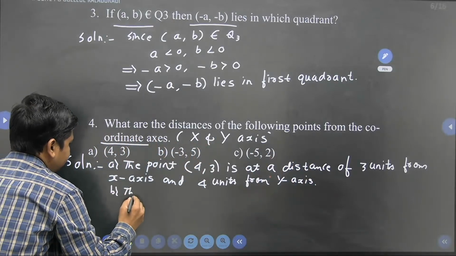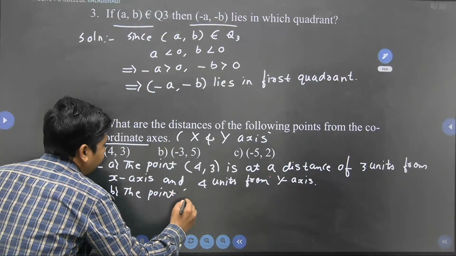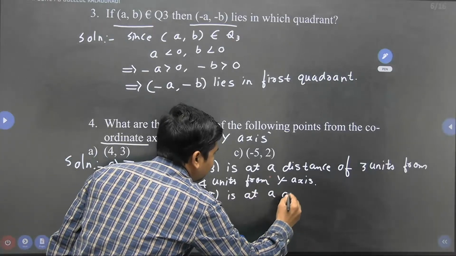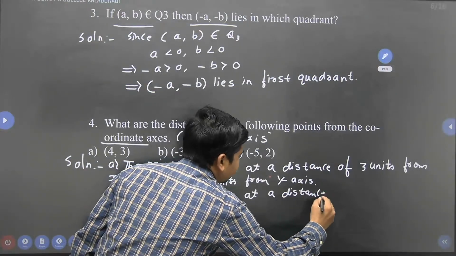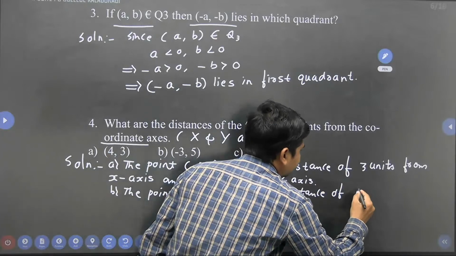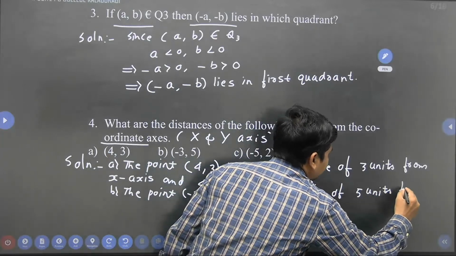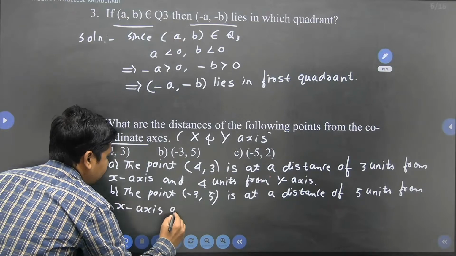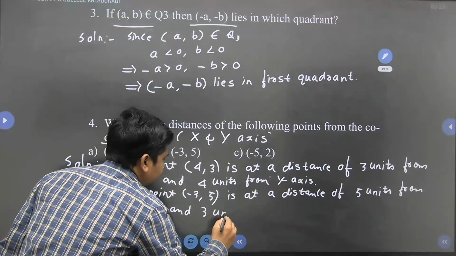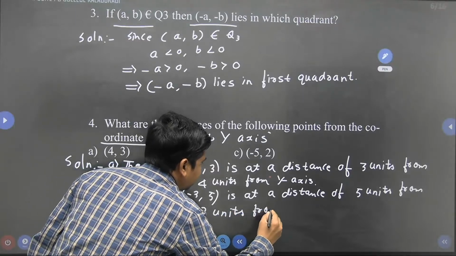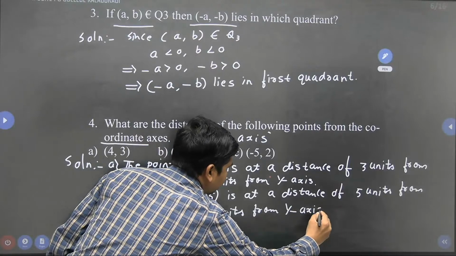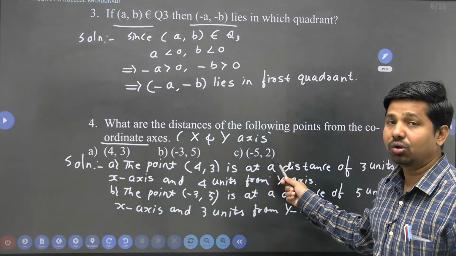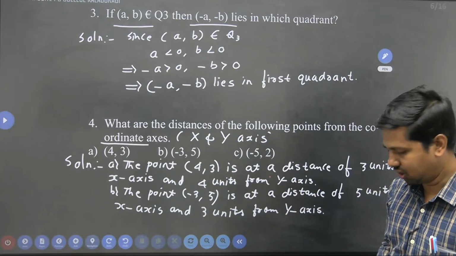Second one, the point (-3, 5) is at a distance of 5 units from the x-axis and 3 units from the y-axis, right? So the third one you can write by yourself. This is a distance of 2 units from the x-axis and 5 units from the y-axis, right?